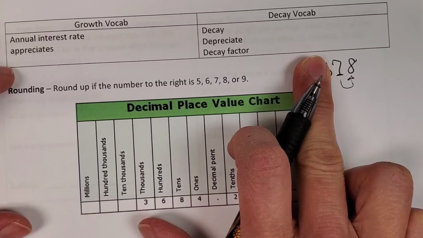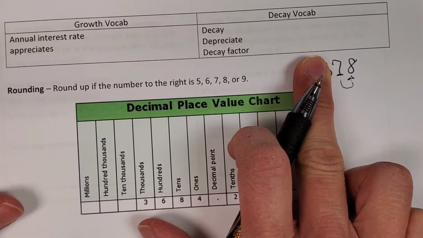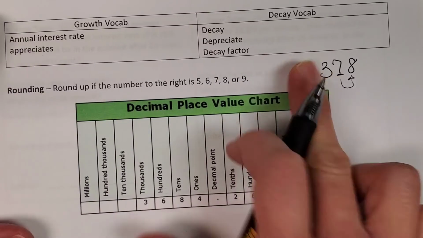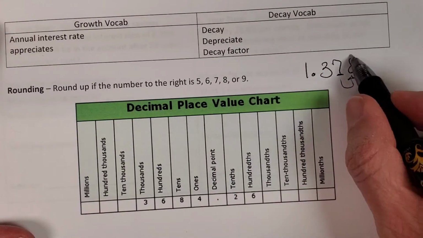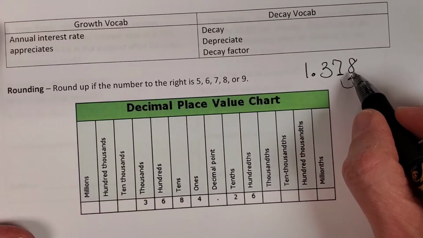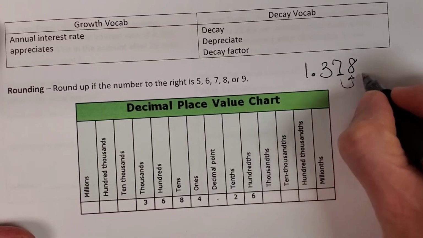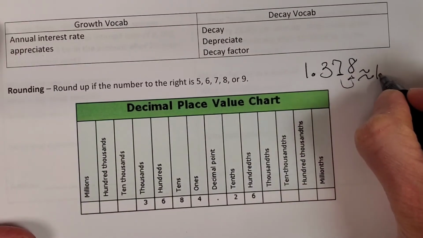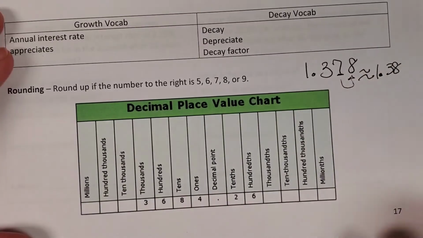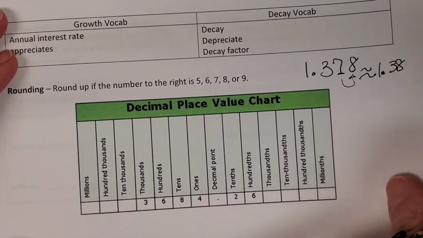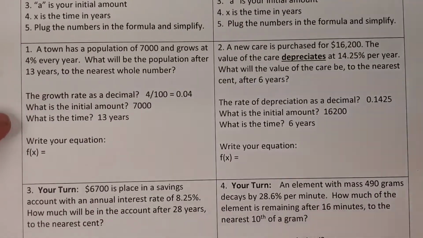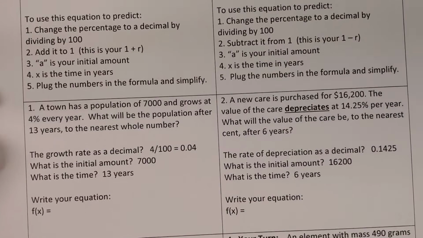So it's always a choice between that. Do I leave it 7, or do I go up to 8? Since this is an 8, I go up. So you only round up if the number to the right is a 5, 6, 7, 8, or 9. So that would be approximately equal to 1.38. Just a little reminder. If this had been a 4, I would have said 1.37. Some of you remember that, but some of you might not. So just a little refresher.